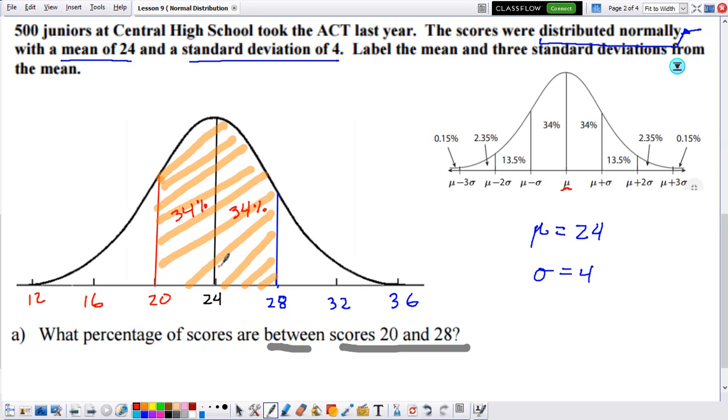So that means that if you want to know the percentage of scores between 20 and 28, you've got to add the percentages between 20 and 28. So that will be 34 plus 34. If you add those two, you're going to get the overall area. So the answer here is going to be 34% plus 34%, and that gives me a total of 68%.